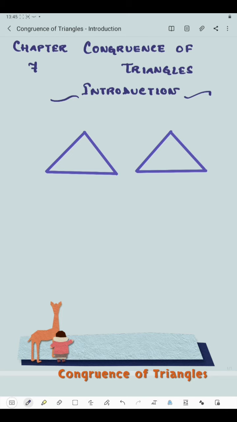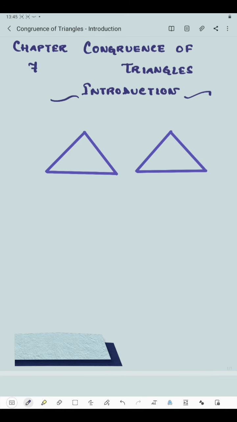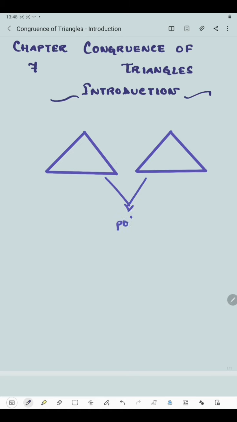Hello students, today I am going to start chapter 7 and the name of the chapter is Congruence of Triangles. Now to understand congruency in a better way, a polygon is drawn. Now what do you mean by polygon? A polygon is a closed figure with 3 or more sides. So this is the shape of a triangle, which is a polygon having 3 sides. So these two are polygons, right?